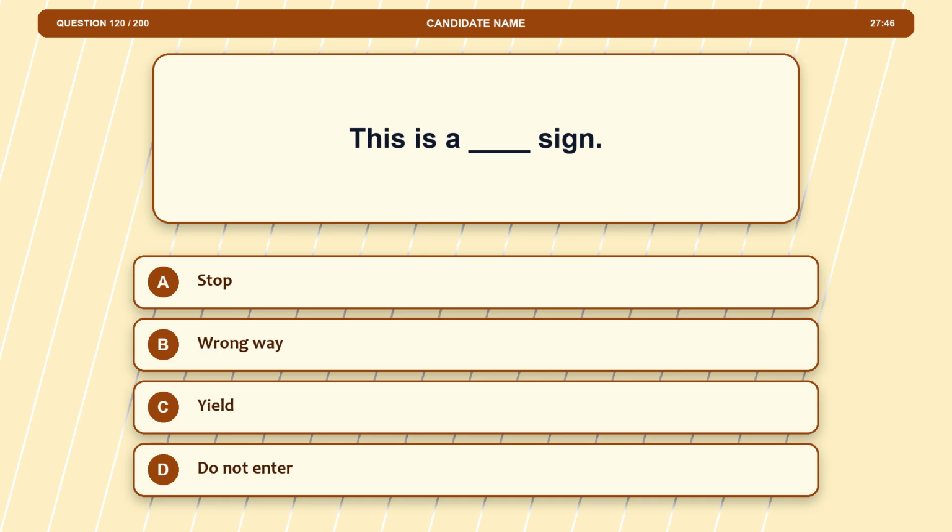Question 120. This is a blank sign. Option A, stop. Option B, wrong way. Option C, yield. Option D, do not enter.